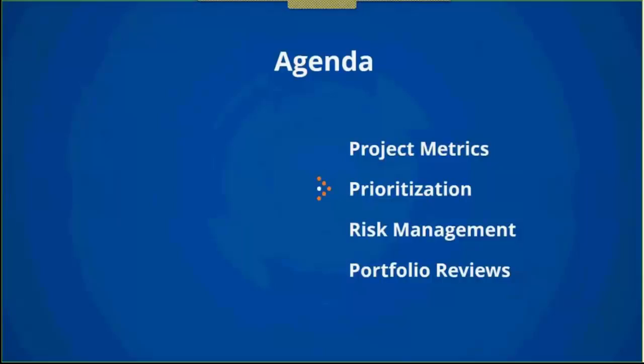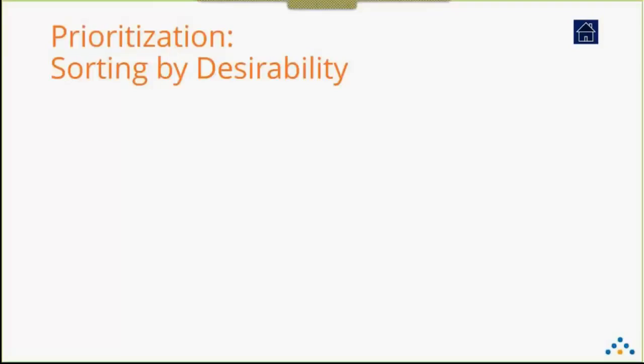So we're moving now to prioritization. If a company makes everything top priority, they're actually not prioritizing anything. Nothing is top priority. So prioritization is clearly important. I like to think about prioritization in its simplest form as sorting by desirability. So what's that measure of desirability?